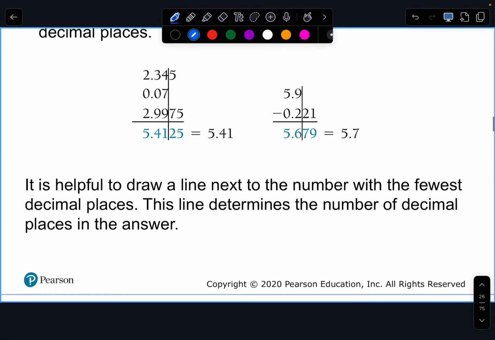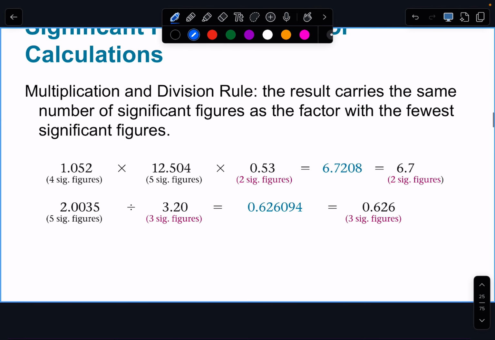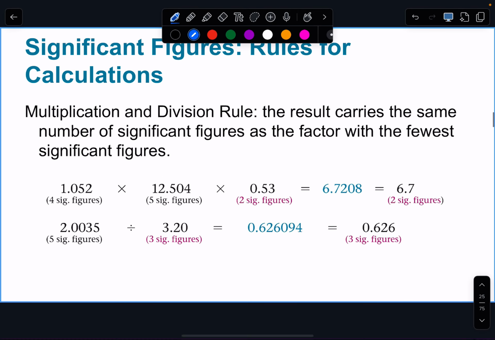All right. So let's go up to this example here. This is 2 slides up from where we were.